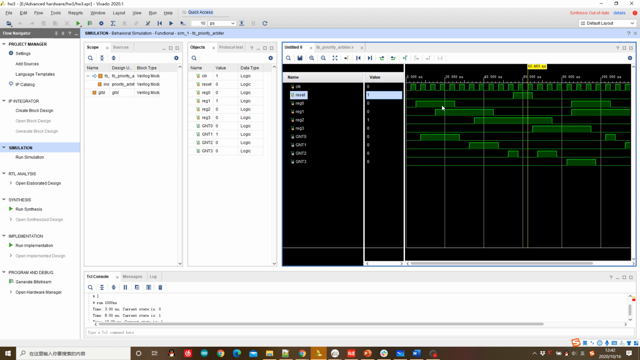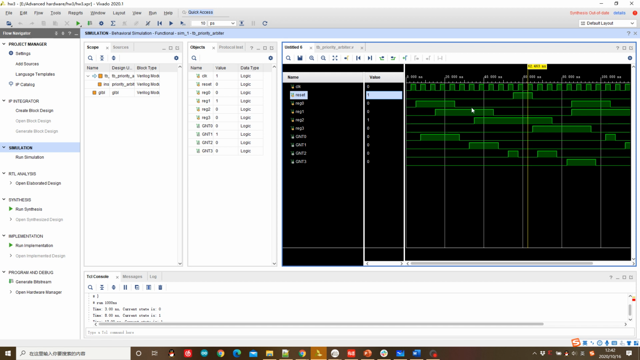And req 0 becomes 0 here, and I have already raised req 1 here, and then at the next rising edge of the clock, the GNT 1 rises to 1. So similarly, at this point, when req 1 goes back to 0 and req 2 rises to 1, then at this point, GNT 2 becomes 1.